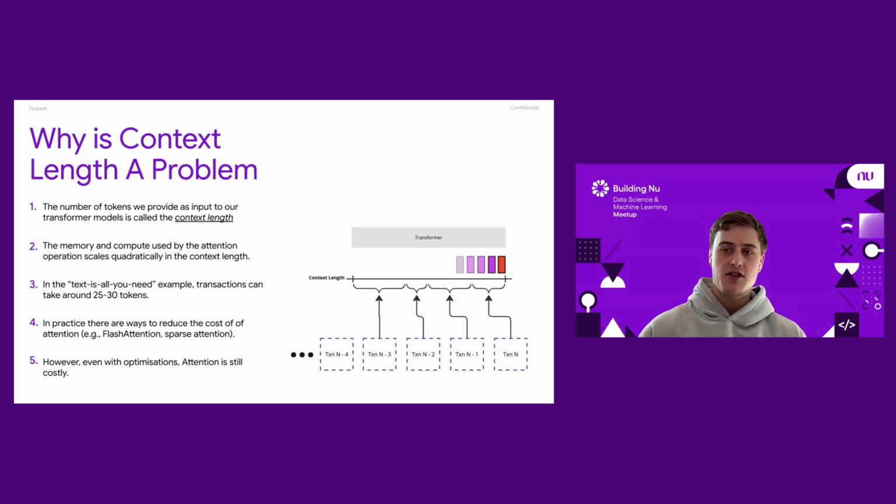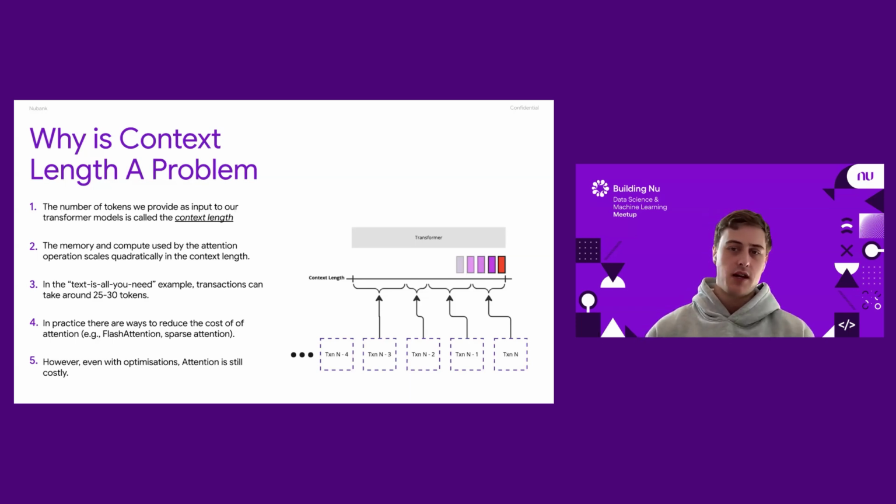Now, in the case of text is all you need, each transaction can take up roughly 25 to 30 tokens. So for a context length of, say, 2048 tokens, this is only roughly 70 transactions per user. So for some users who do a lot of transacting, do a lot of purchasing, 70 transactions might not even cover a week's worth of their behavior. So this is an important consideration, because for making some decisions or predicting certain behavior about the user, we're going to need a long time horizon.